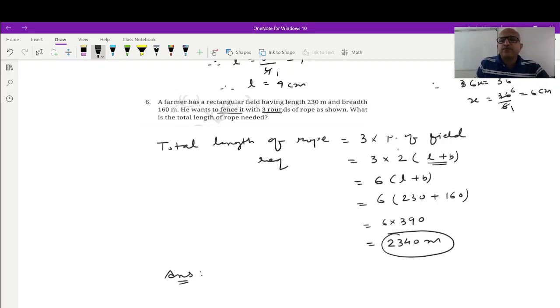Here you can first find out the perimeter of rectangular field and then also you can multiply by 3. Both will be the same only. So keep revising children to be more confident. Practice, written practice is always very important. So keep practicing. God bless everyone.